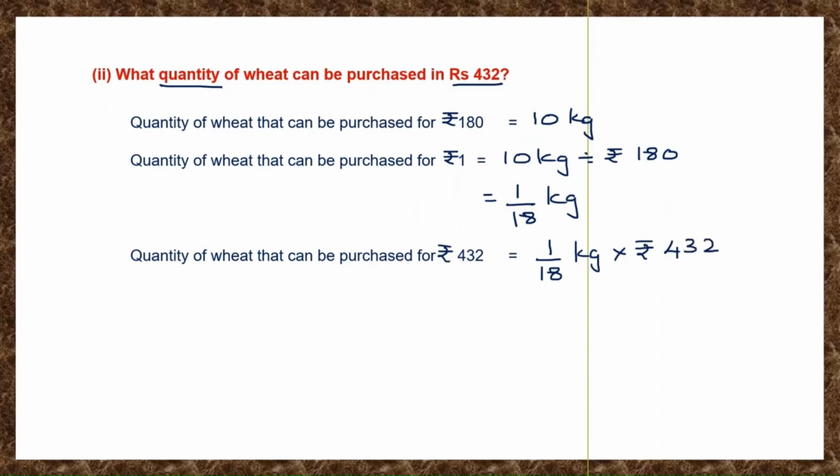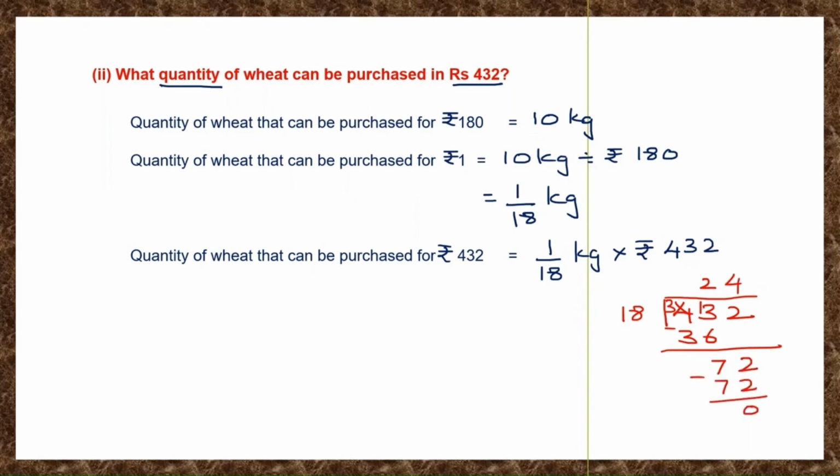So let's multiply 1 by 18 into 432. So here let's multiply 432 into 1 is 432 divided by 18. So let's divide 432 by 18. So 432 divided by 18, we'll take 43. 18 twos are 36, minus 3 minus 6 you can't do, so you need to borrow. So here 13 minus 6 is 7 and then 2. Now 72. 18 fours are 72.